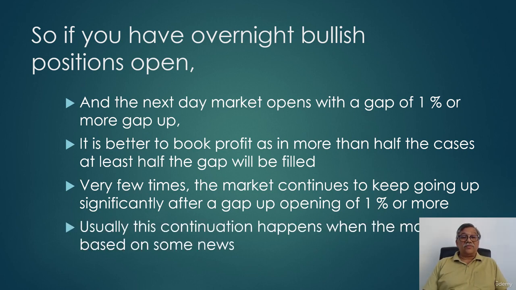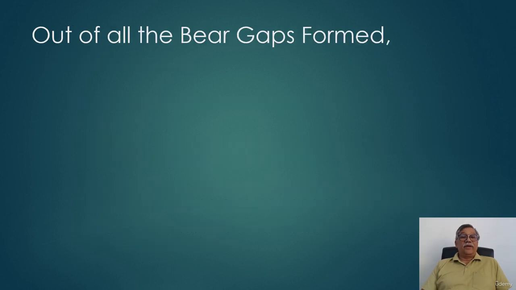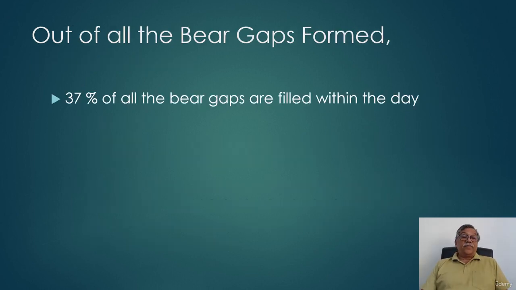Understood? Usually this continuation happens when market movement is based on some really huge important news which is not going to get discounted on the first day itself. Usually majority of the news are discounted immediately. But some major news items which are fundamentally changing the structure of the market can continue for several days. So if that is not the case, it's better that you book your profit. They are rare, right?